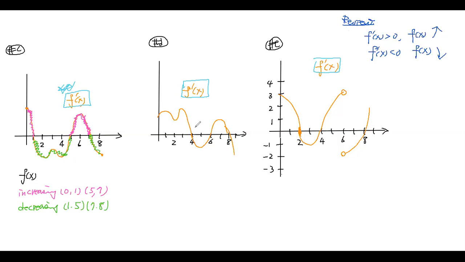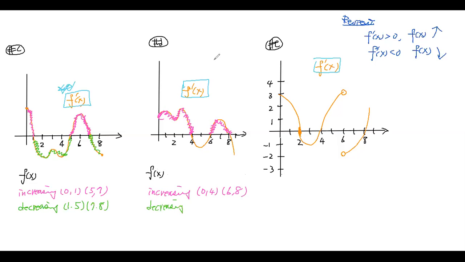Okay, so now let's take a look at this one. This is f prime x also. So increasing is where f prime x is greater than 0. So I know in this region here, f prime x is all greater than 0. And in this region here, f prime x is all greater than 0. So what is my f of x, increasing or decreasing? So I know this one is increasing from 0 to 4 and from 6 to 8, right?